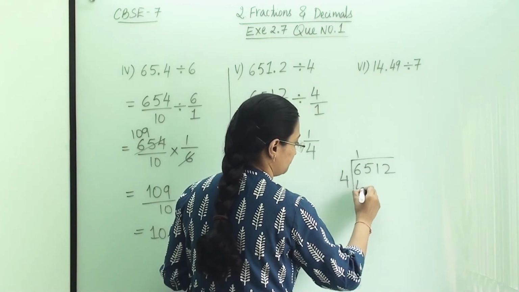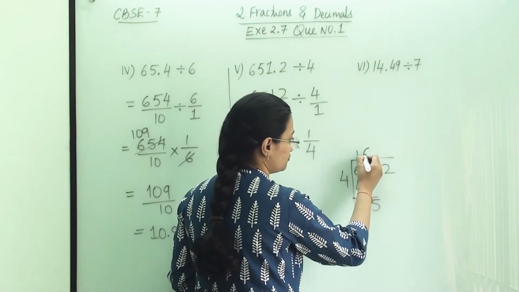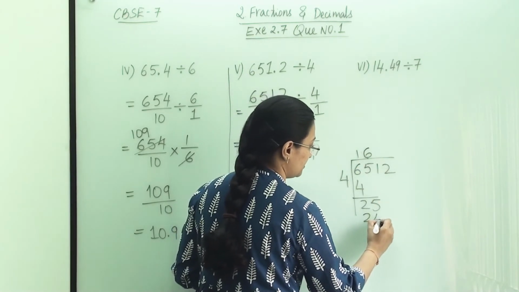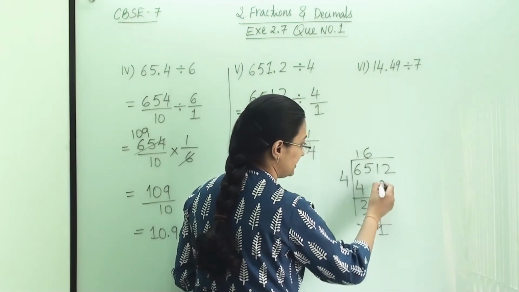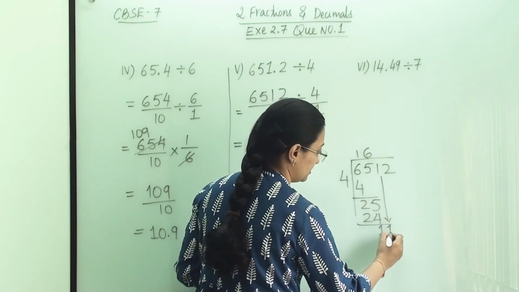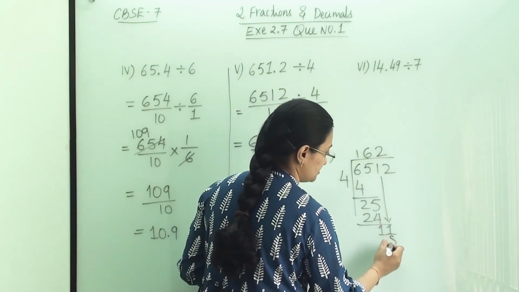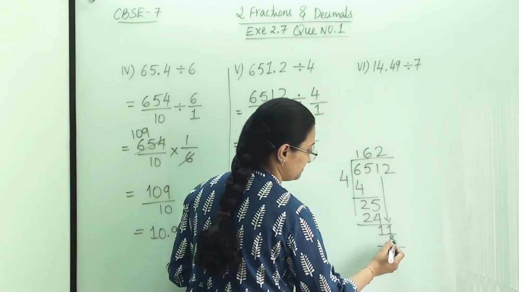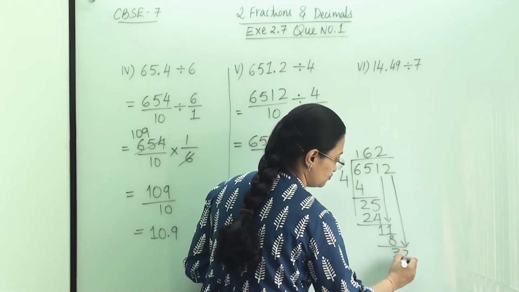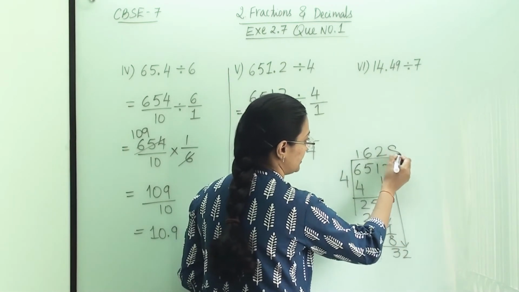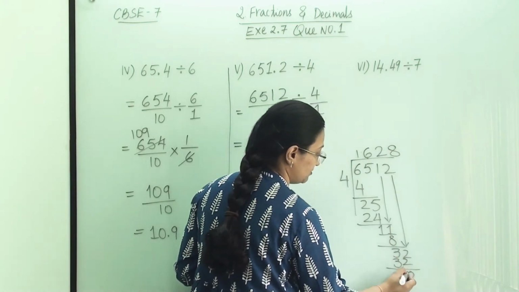So 4 ones are 4, 2, 5. Now 25 is there. So 6 4s are 24. So 1 is going to be our remainder. Then we are taking down 1 again. Then 11. 4 2s are 8. So here we are going to get 3. And then we are going to take down 2. So again 4 8s are 32. So here we are going to get remainder 0.